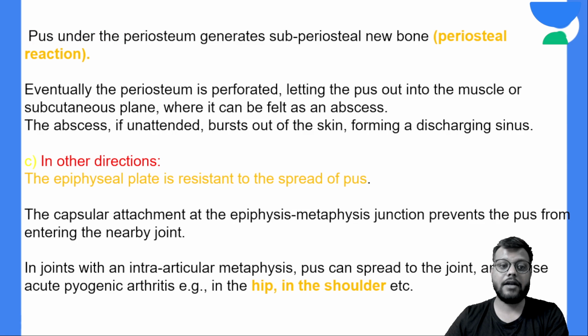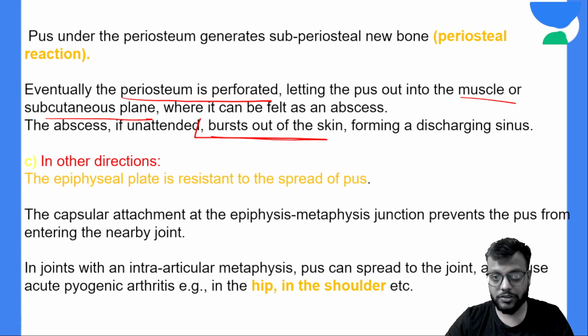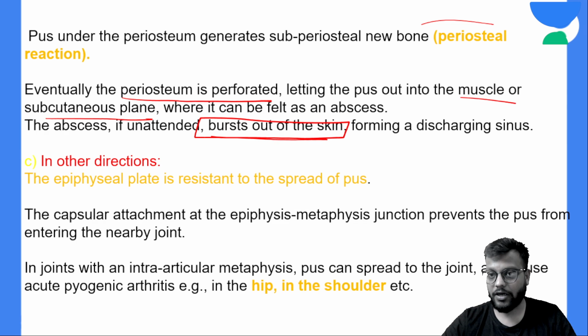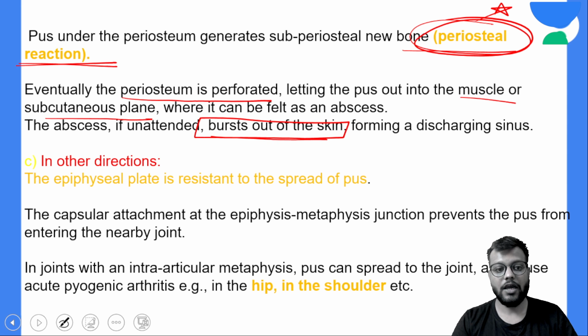Okay, and it can invade the periosteum, and then the periosteum will be perforated, the pus will collect in the soft tissues, in the muscles etc., and from that it can even perforate them and burst out of the skin. Now when the pus gets collected under the periosteum, there is periosteal new bone formation. Very very important, this subperiosteal new bone formation is called your periosteal reaction.